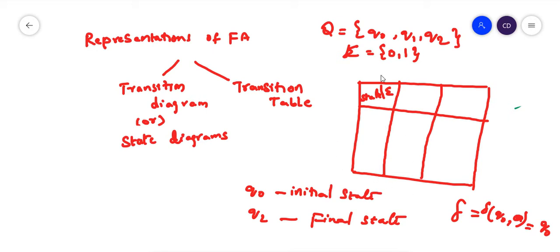Okay. Now your transition table will consist of rows and columns, which will consist of two things: states and sigma, that is nothing but your input symbols. Here I have written my input symbols for this finite state machine. And what are the states here? Q0, Q1 and Q2. These are all the states I have in my finite state machine.